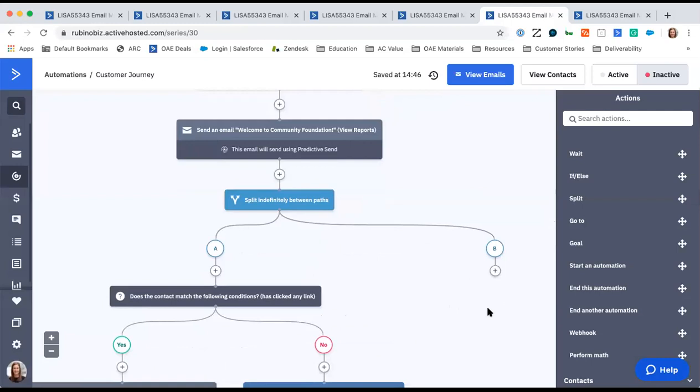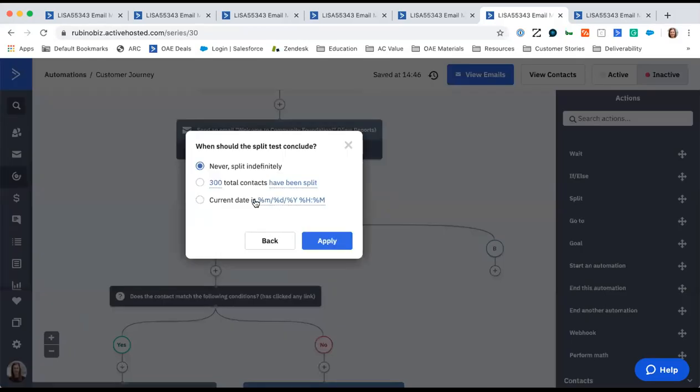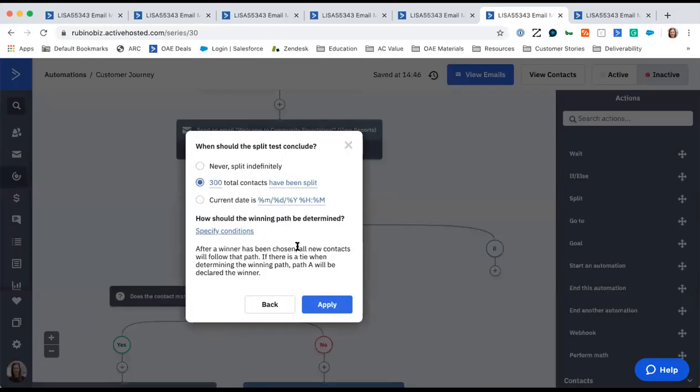So you can build out another one and see which one works better. And then with this action, you can have, if it's after a certain amount of time after a winner has been chosen, or a certain amount of people have received an email, or they've gone through the journey, all of the new contacts after that will automatically start following that path.